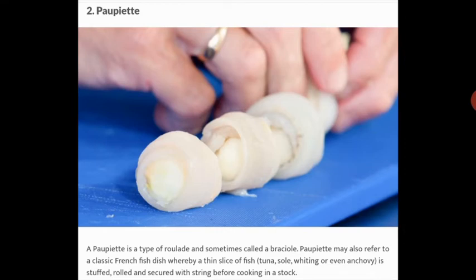Second one is paupiette. A paupiette is a type of roulade and sometimes called a breguelle. Paupiette may also refer to a classic French fish dish whereby a thin slice of fish, tuna, sole, whiting or even anchovy is stuffed and rolled and secured with a string before cooking in a stock.